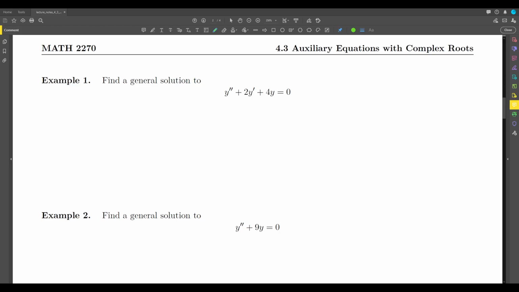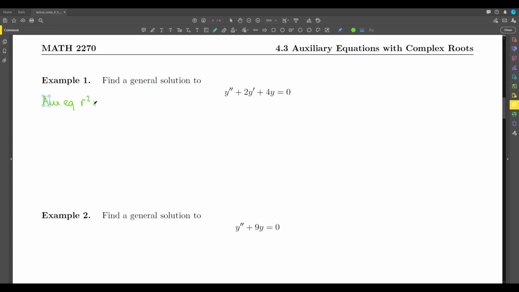In this video, we'll look at several examples of differential equations where the auxiliary equation has complex roots. In the first example, we're asked to find a general solution to y double prime plus 2y prime plus 4y equals 0.